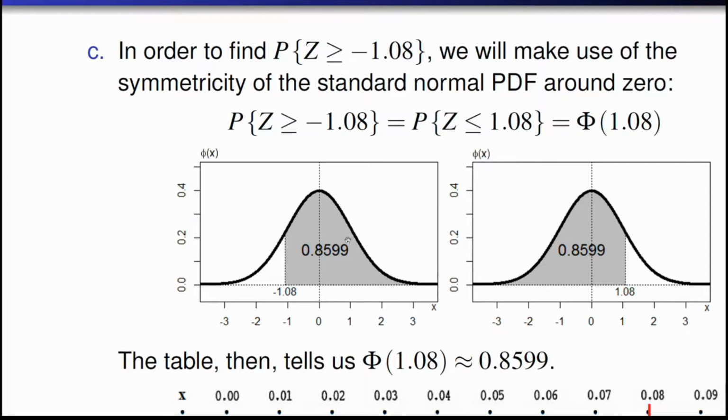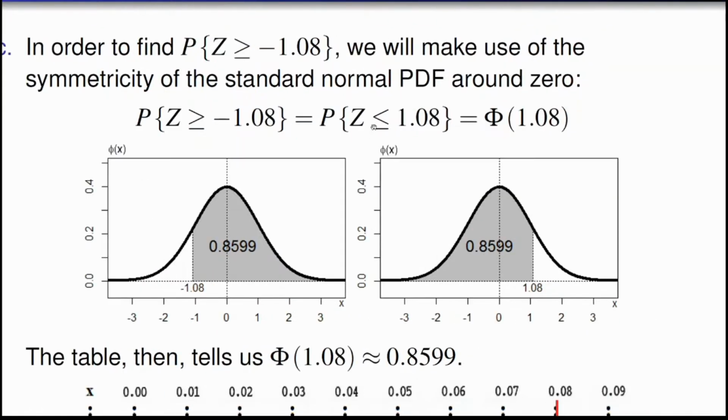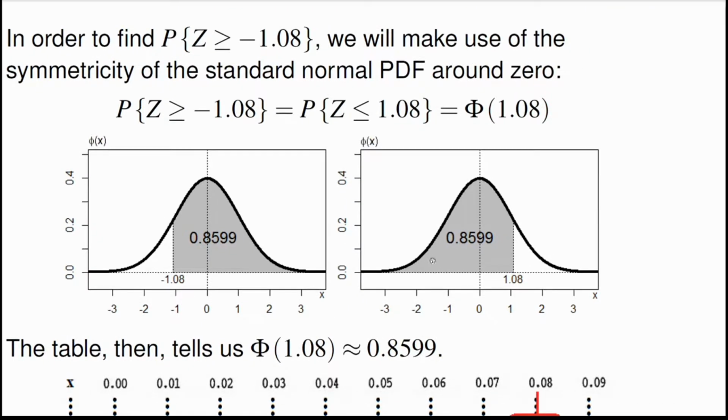Now, I have a perfectly symmetric probability density function. If you take the symmetric probability density function by putting a mirror in the middle, then that area will be the same as the area on the left-hand side of positive 1.08, right? If I have a perfectly symmetric probability density function around 0, the probability of Z being greater than or equal to a negative value will be the same as the probability of a standard normal variable being less than or equal to the positive counterpart of that value. And that is basically phi at 1.08.